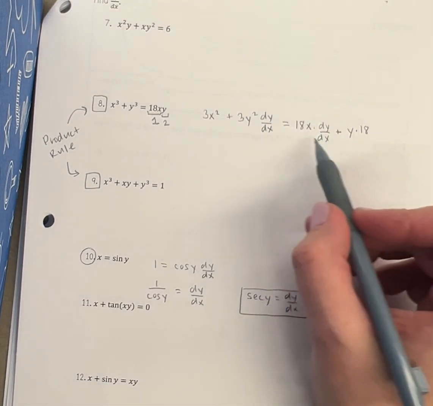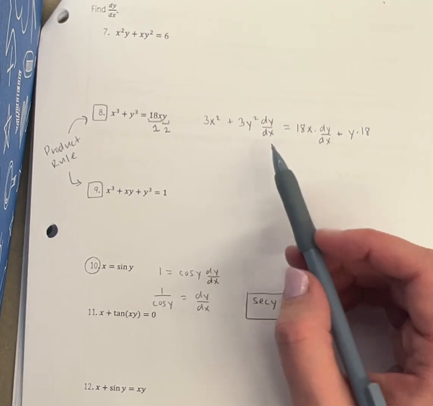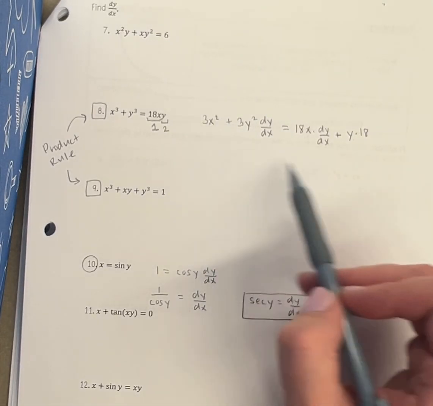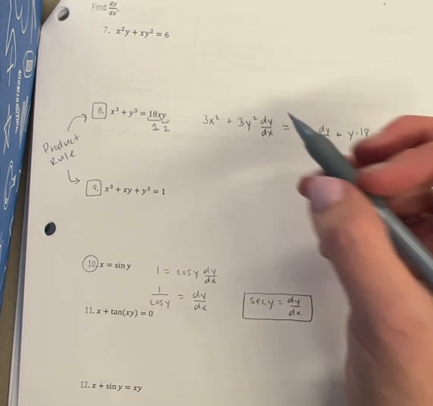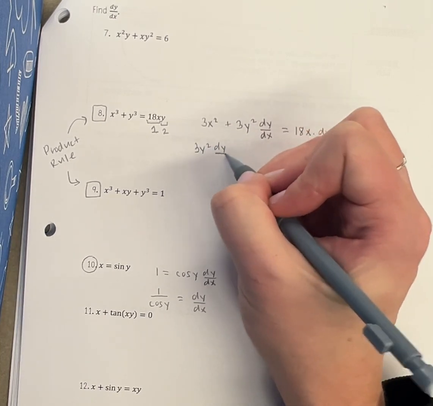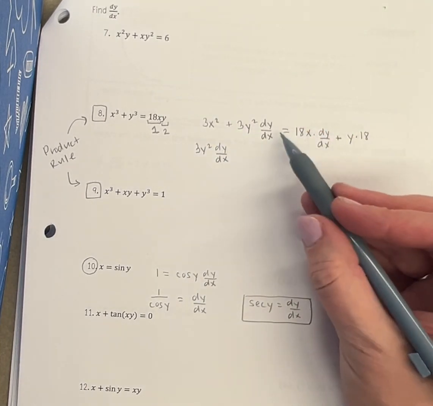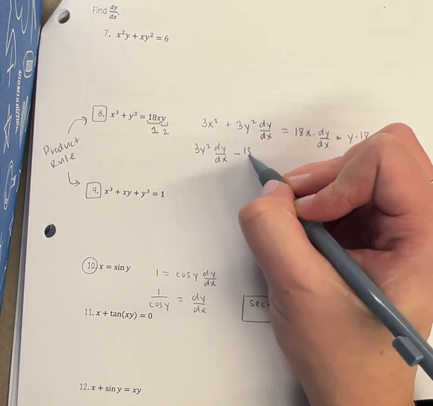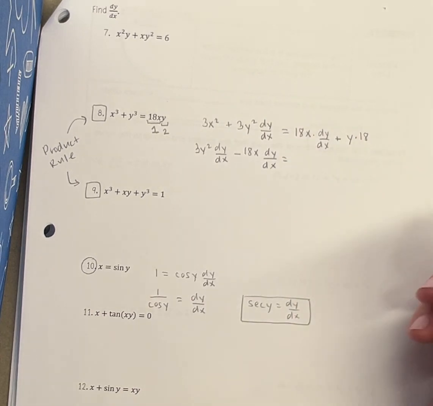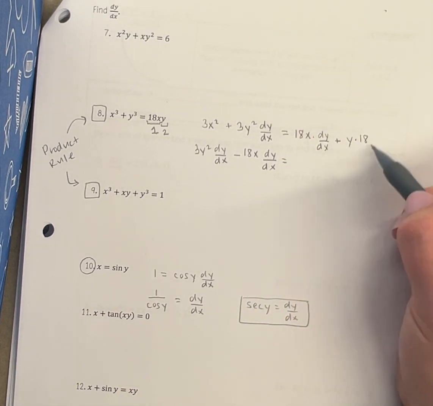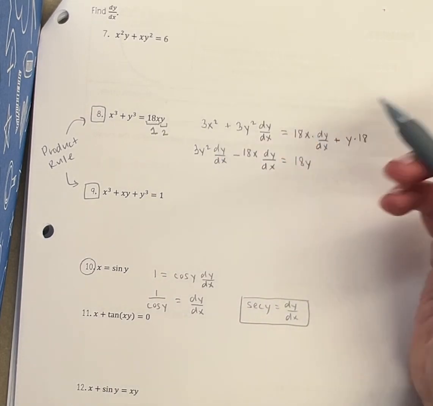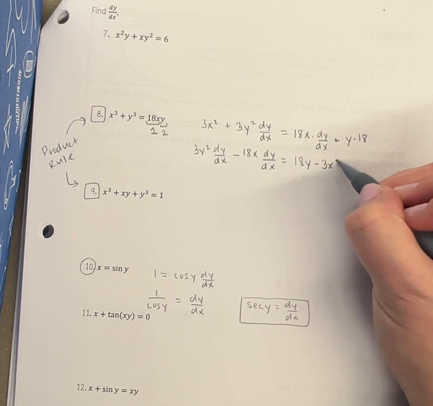So we want to get all of the dy/dx's on one side. So maybe we'll move everything over to the left side. This term that doesn't have a dy/dx, we want to move over to the right side. So let's do that all at once. We'll do 3y squared dy/dx. We'll move the 18x dy/dx over as well, so minus 18x dy/dx. And then on the right side, we'll have this y times 18, which is just 18y. And we'll be moving this 3x squared over to the other side, minus 3x squared.